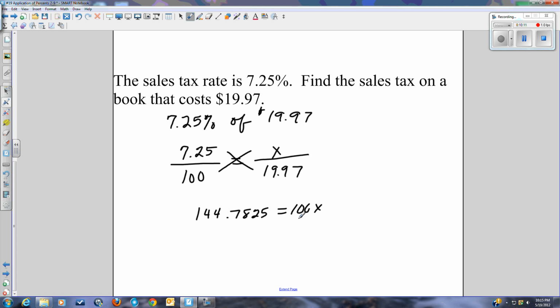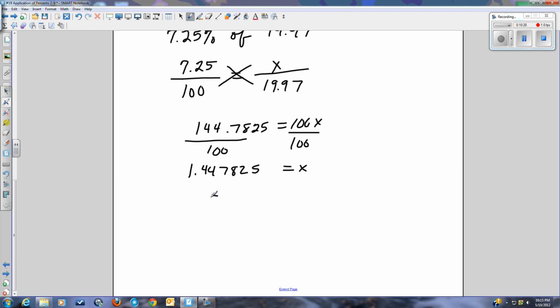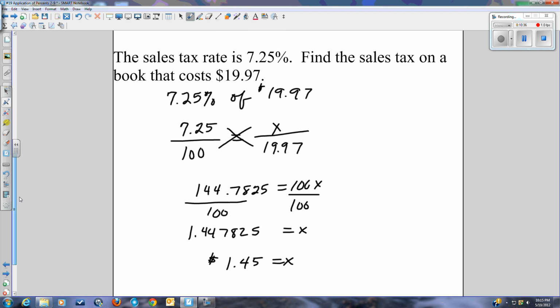So now what we need to do is divide each side by 100. So let's do that. And we end up with this number, 1.447825. But remember, we're talking dollars and cents, so we have to round to the nearest cent, which would give us $1.45 as the sales tax on that book.